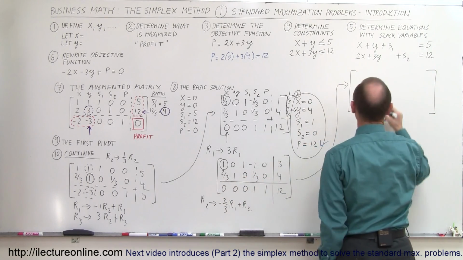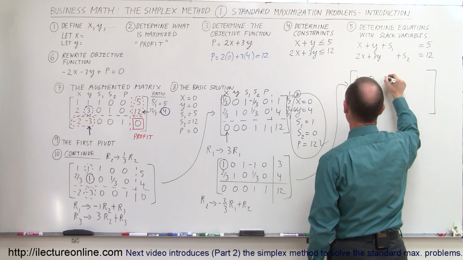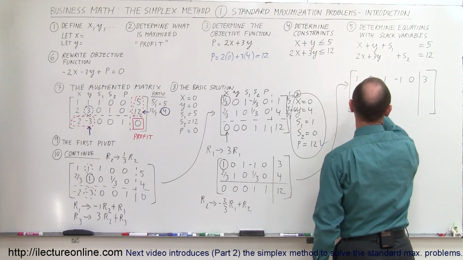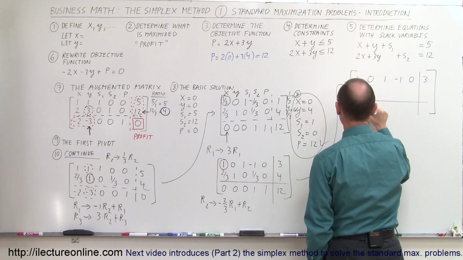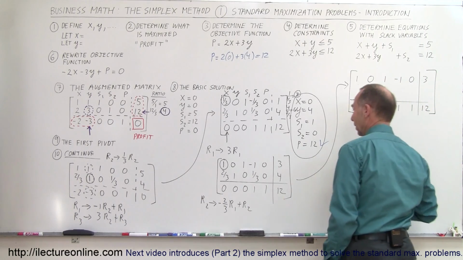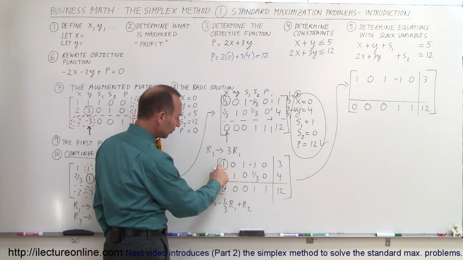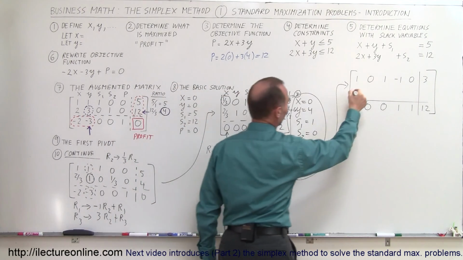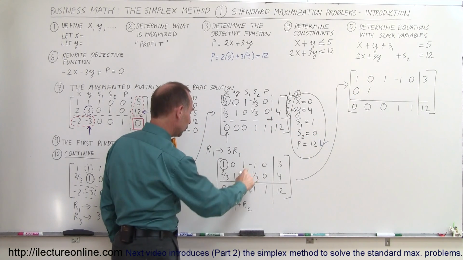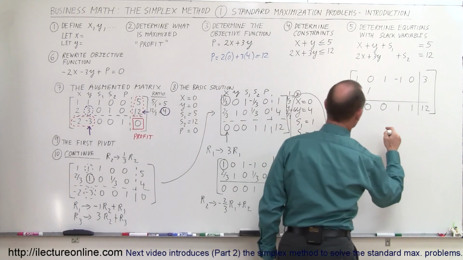So row 1 is not going to change, so we get 1, 0, 1, negative 1, 0, and 3. Row 3 is not going to change, 0, 0, 0, 1, 1, and 12. Now, what happens to row 2? Notice, negative 2/3 times 1 is negative 2/3, plus 2/3 gives me 0, which is what I wanted. This will still be a 1, that won't change. Now, negative 2/3 times a 1, that's negative 2/3, added to 0 gives me negative 2/3 right here.